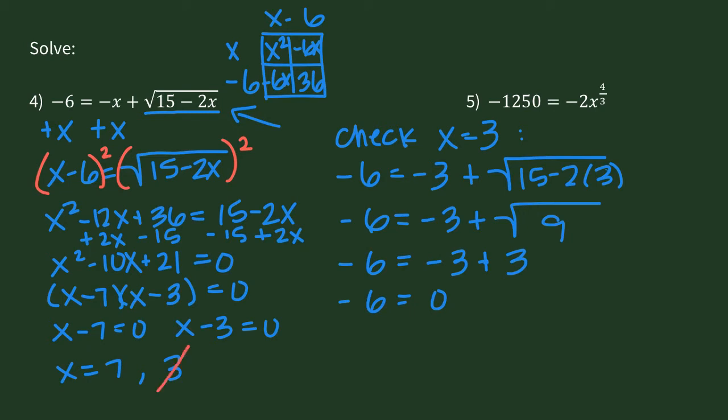So then 3 was an extraneous solution. It doesn't actually work when we plug it back in. And our only answer is 7. If we just left it at x equals 7 and 3, we would be incorrect. We would be saying that 3 is a solution, but it's not actually a solution.